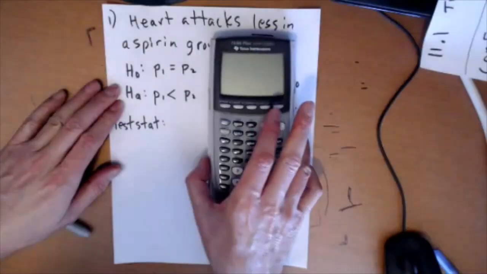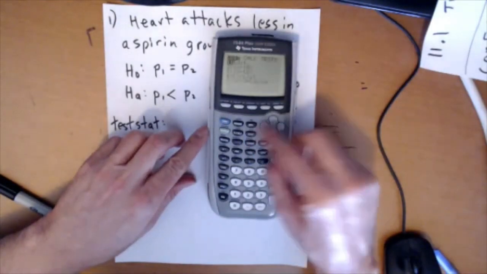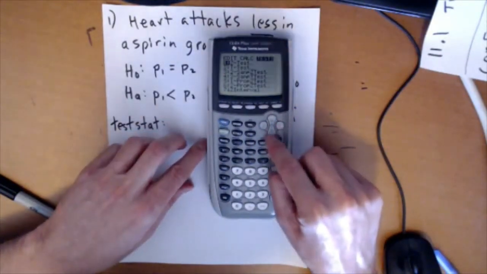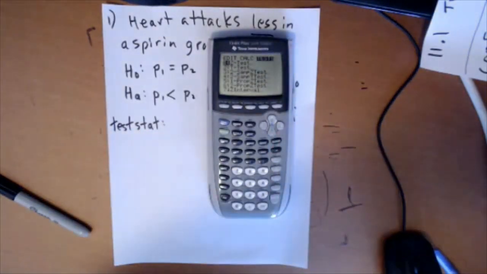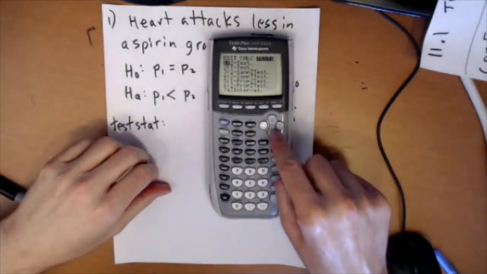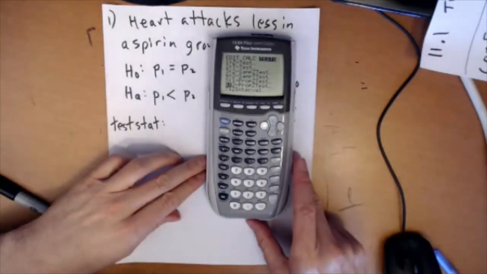Okay, let's see if you can see this okay. Turn it on. We're going to go to Stat. We're going to go over to Tests. We're going to slide down to 2-prop Z test. Maybe a little bit of extra light. Okay, slide down to 2-prop Z test.